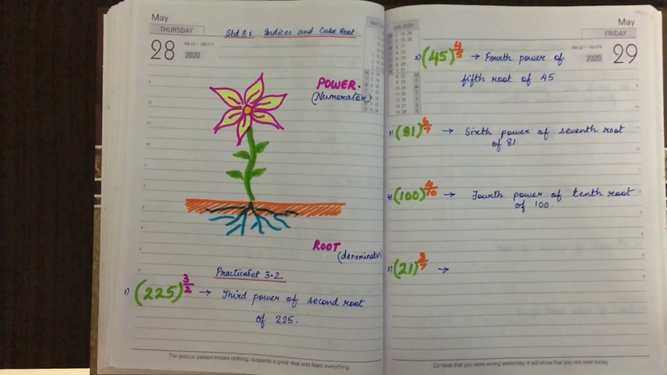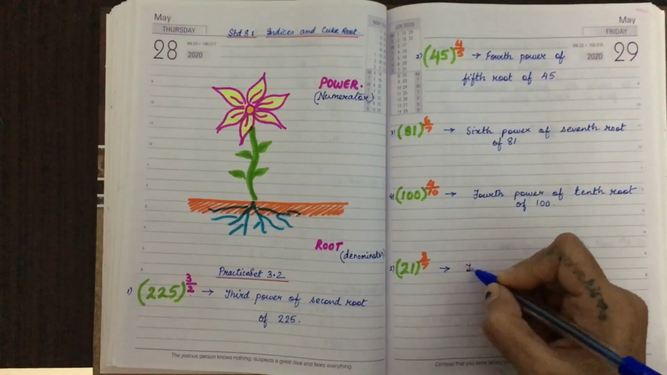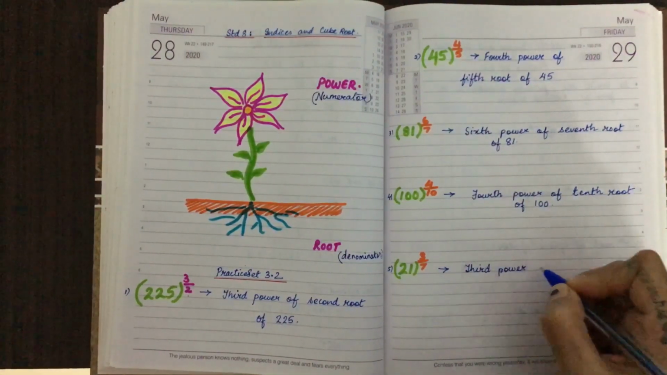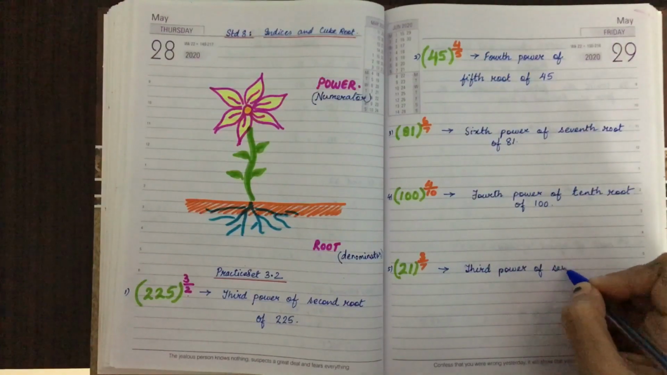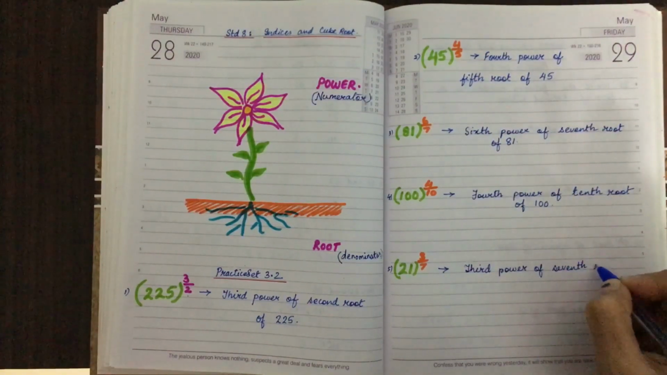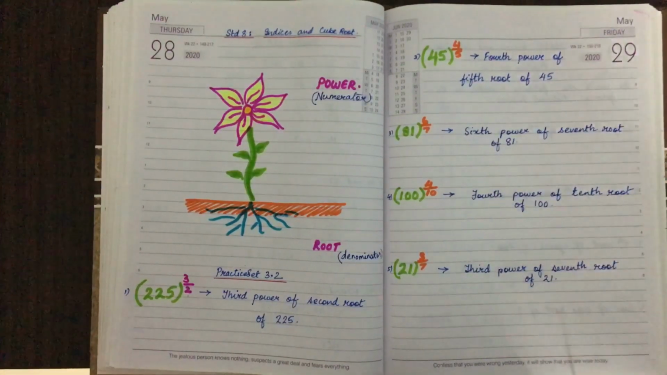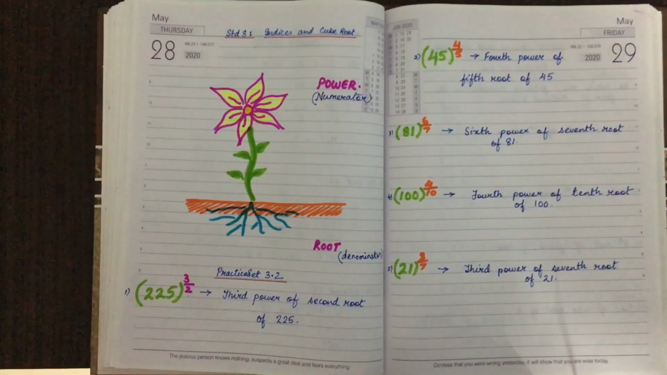The last one which is given to you, 21 raised to the power of 3/7. So can you write it down or can you guess it? This will be the third power of the seventh root of 21. Okay, so in this way, dear students, you are going to write your indices in words.